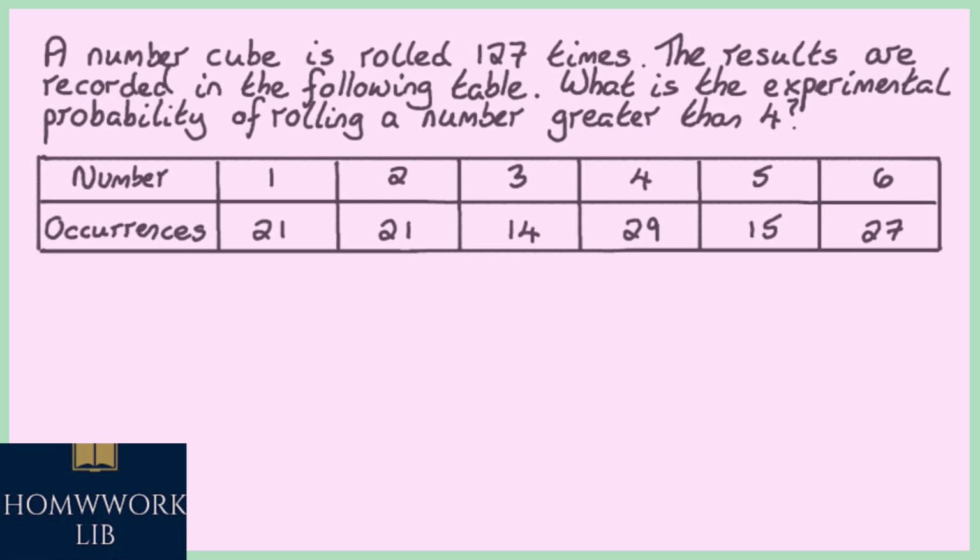A number cube is rolled 127 times. The results are recorded in the following table. What is the experimental probability of rolling a number greater than 4?